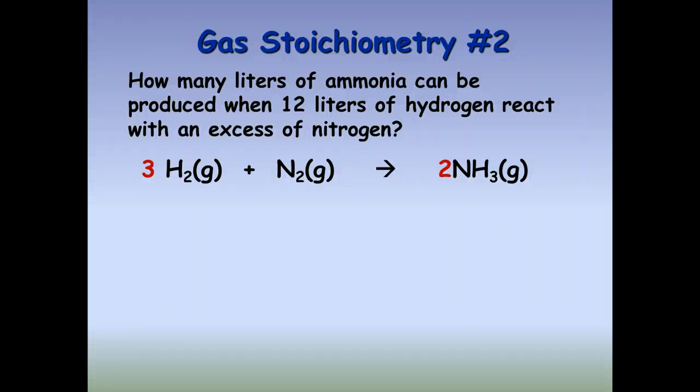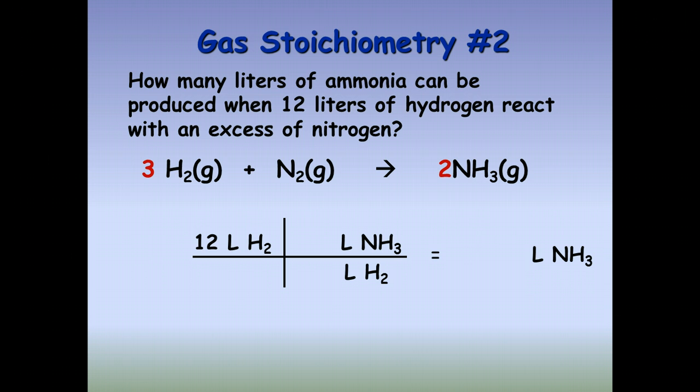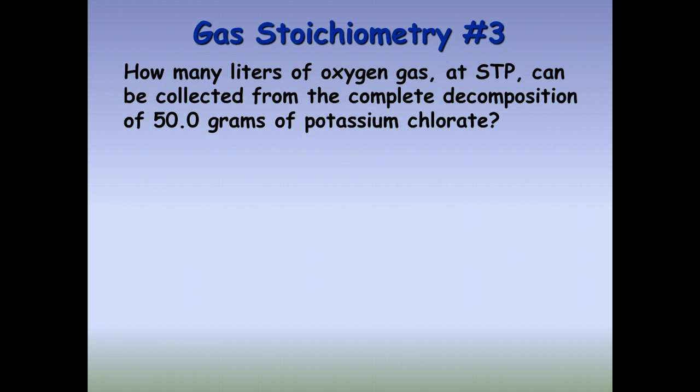So why don't you go ahead and try and figure this out, and I will display the answer. So you might want to pause this here so that you can figure it out and then check your work. Pretty simple though. So 12 liters of hydrogen, using the relationship between hydrogen and ammonia should be 3 to 2, and we should get 8 liters of ammonia.